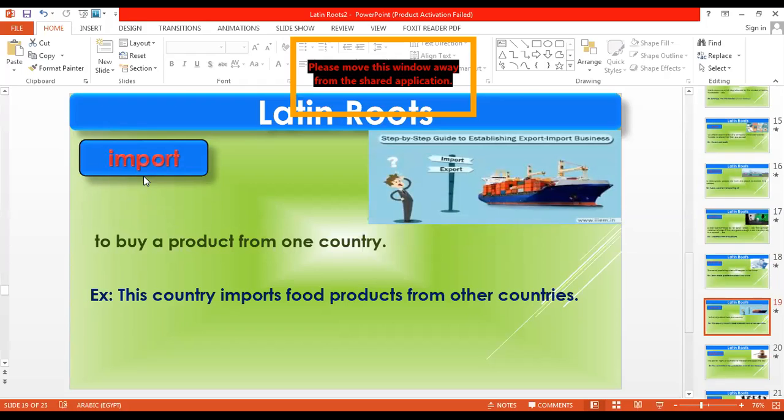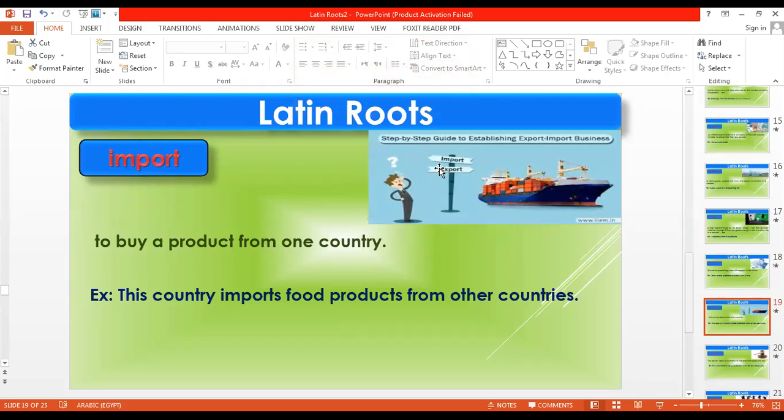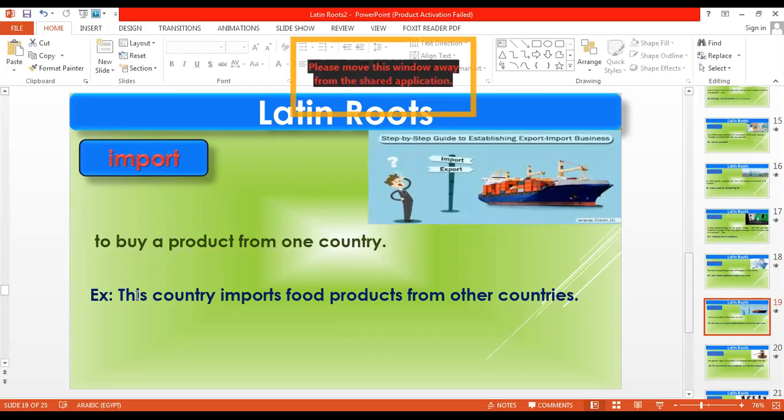Import, it is the opposite of the word we studied, export. We said export means to sell goods to another country, but import is when a country buys. So import means to buy a product from one country. Example: this country imports food products from other countries. So import means to buy.